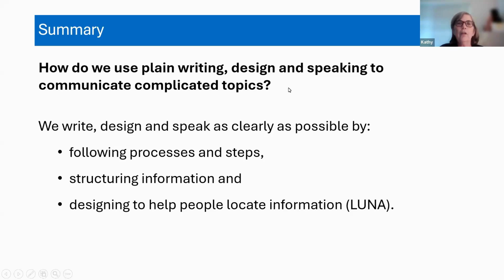Okay, and now here's the summary. How do we use plain writing, design, and speaking to communicate complicated topics? We write, design, and speak as clearly as possible by following processes and steps, by structuring information, and by designing it to help people locate information. The acronym LUNA really helps me a lot: locate, understand, and act. Where do they find what you want them to know, so they know what to do?